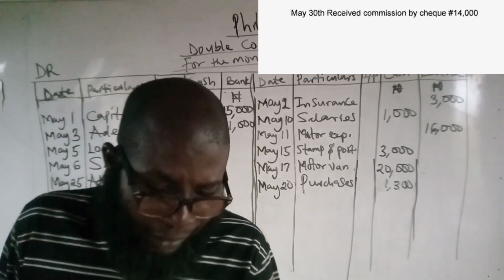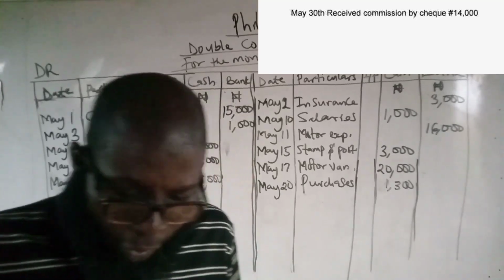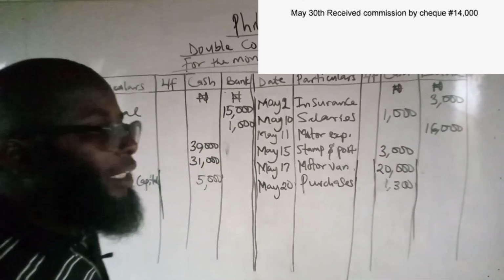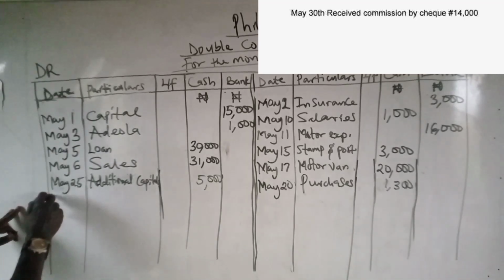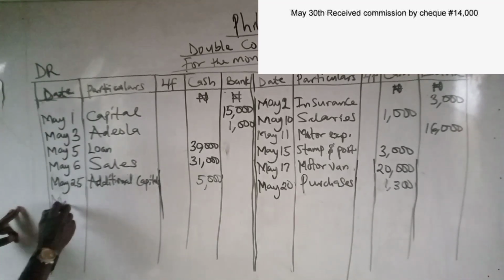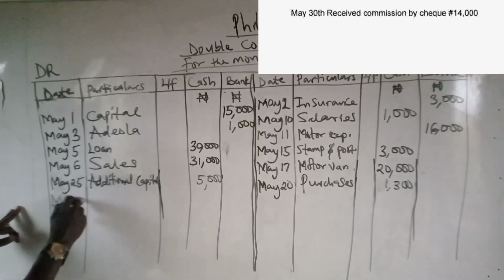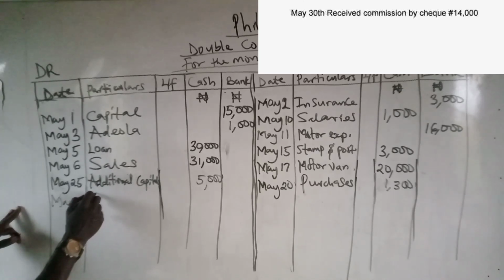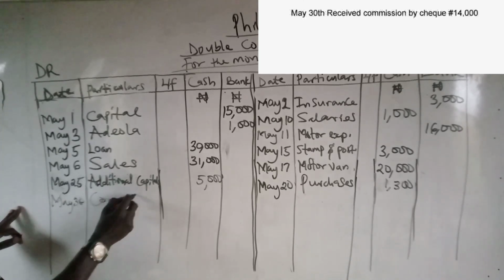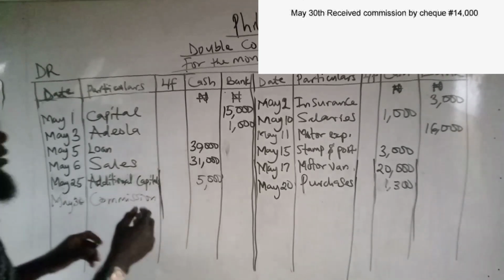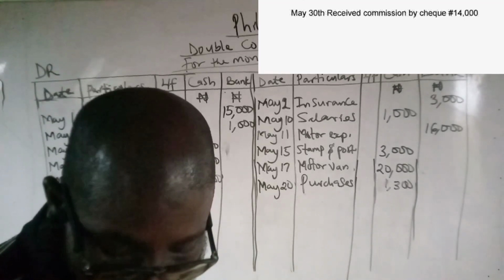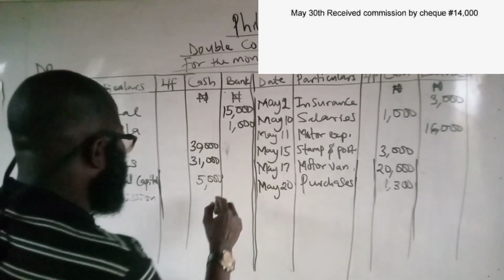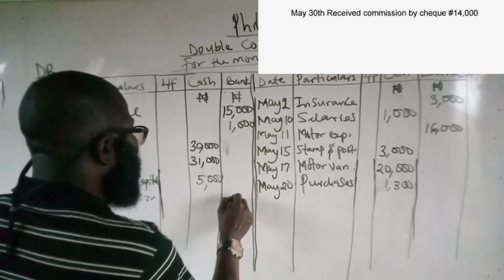Then May 30th, receive commission by check, 14,000 naira. May 30th, okay. Commission, you just write commission here. Then it takes 14,000 naira by check, 14,000 naira.